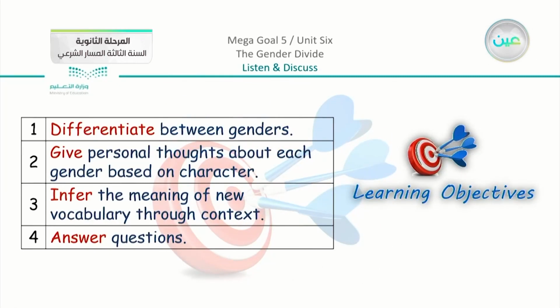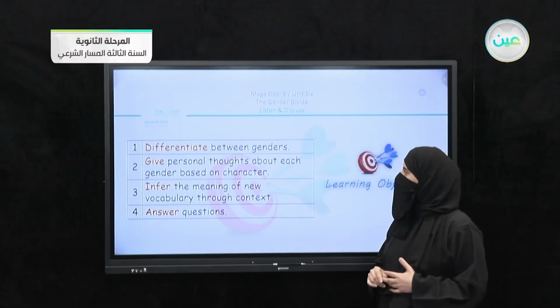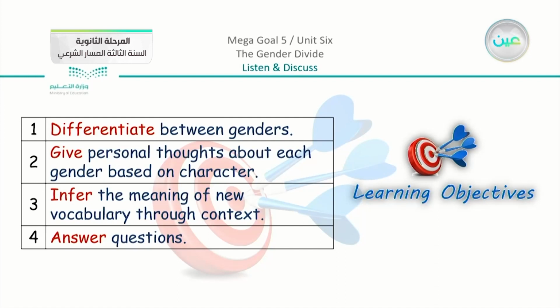We have our objectives for the day. Number 1, differentiate between genders. Number 2, give personal thoughts about each gender based on character. Number 3, infer the meaning of new vocabulary through context. And number 4, answer questions.